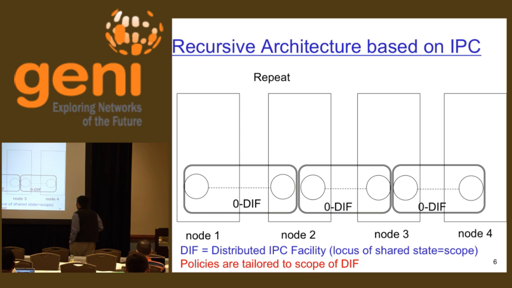Okay? And so this zero-level DIF is actually at the bottom. Imagine this is the end of the recursion. There is communication here between these guys over some underlying communication medium. It could be a physical wire. If it's overlaid on top of the internet, this will possibly be a UDP connection or a TCP connection. So you can actually run it as an overlay over the internet as well.